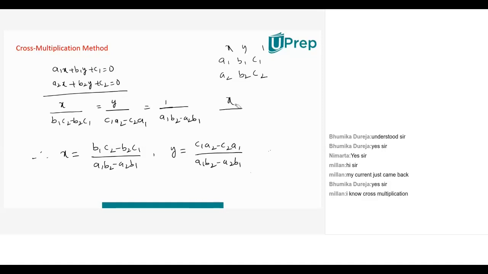Now, how to find x? For x, you close A1, A2. What are you left with? You are left with B1, C1, B2, C2. Apply cross multiplication. Cross multiply them. What do you get? You'll get B1 C2, next minus, it will always be minus B2 C1. Is this clear? Close A1, A2 for x, you're left with B1, C1, B2, C2. So you have B1 C2 minus B2 C1. That is what the denominator of x will be. That's how you should represent it.